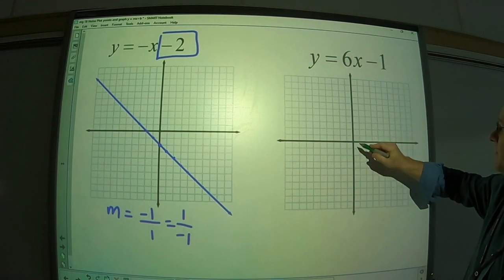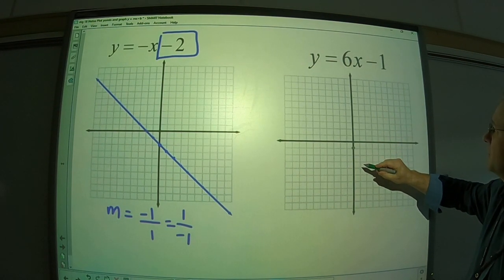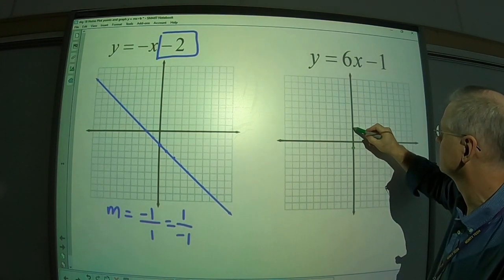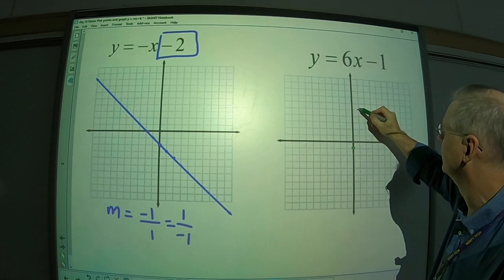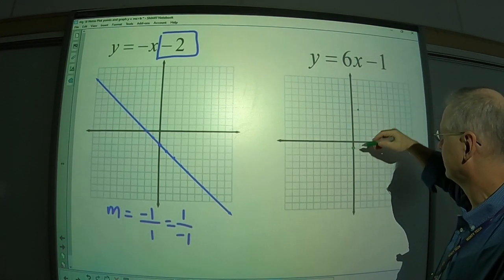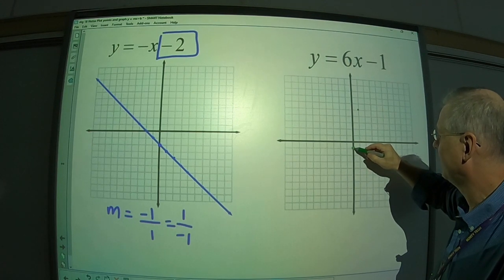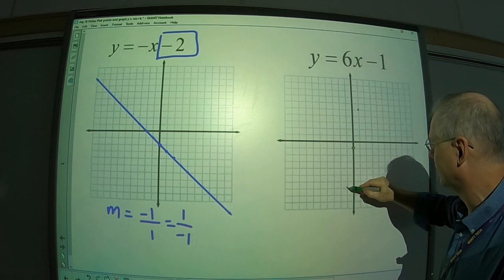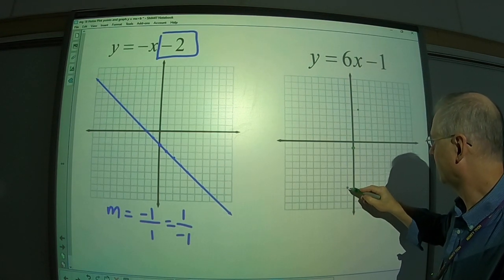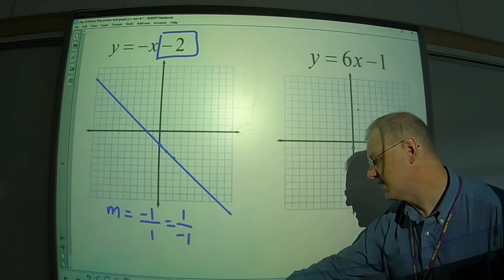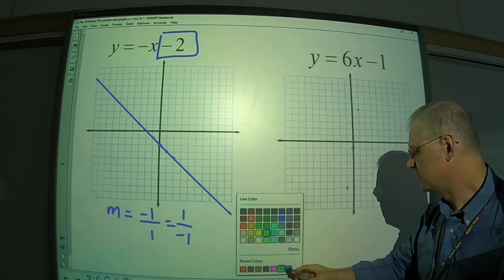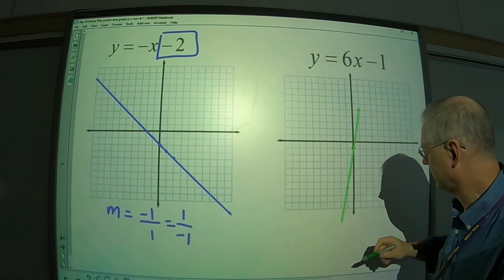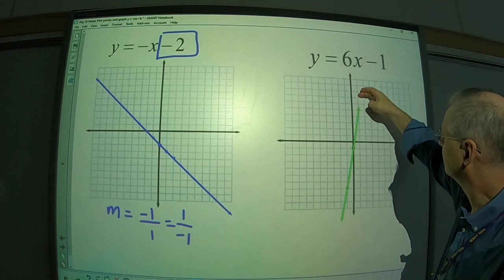y-intercept is negative 1, down 1. My slope is 6. So that means it's 6 over 1. I'm going to go up 6. 1, 2, 3, 4, 5, 6 to the right 1. I can't go that again. I don't have enough room. On your graph paper, you probably have enough room. 1, 2, 3, 4, 5, 6. Down, left 1. Now I have my 3 points, and you should always have at least 3 points when possible to graph. So that way, if you made a mistake with one, hopefully you can fix it.